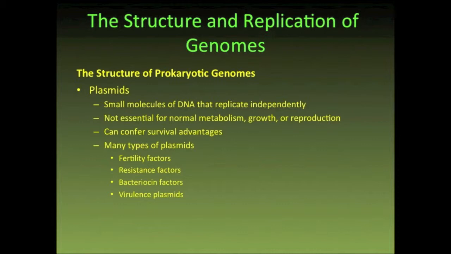Bacteriocin plasmids contain genes that code for products known as bacteriocins. Bacteriocins are proteins that are toxic to other bacterial cells of the same or similar species that do not contain the plasmid. Those containing the plasmids have resistance to the toxin and are therefore protected. Bacteriocin plasmids allow bacterial cells to kill competitors. Virulence plasmids contain genes for structures and products such as enzymes and toxins that allow a bacterium to become pathogenic. We will be exploring a number of virulence factors in Unit 3.